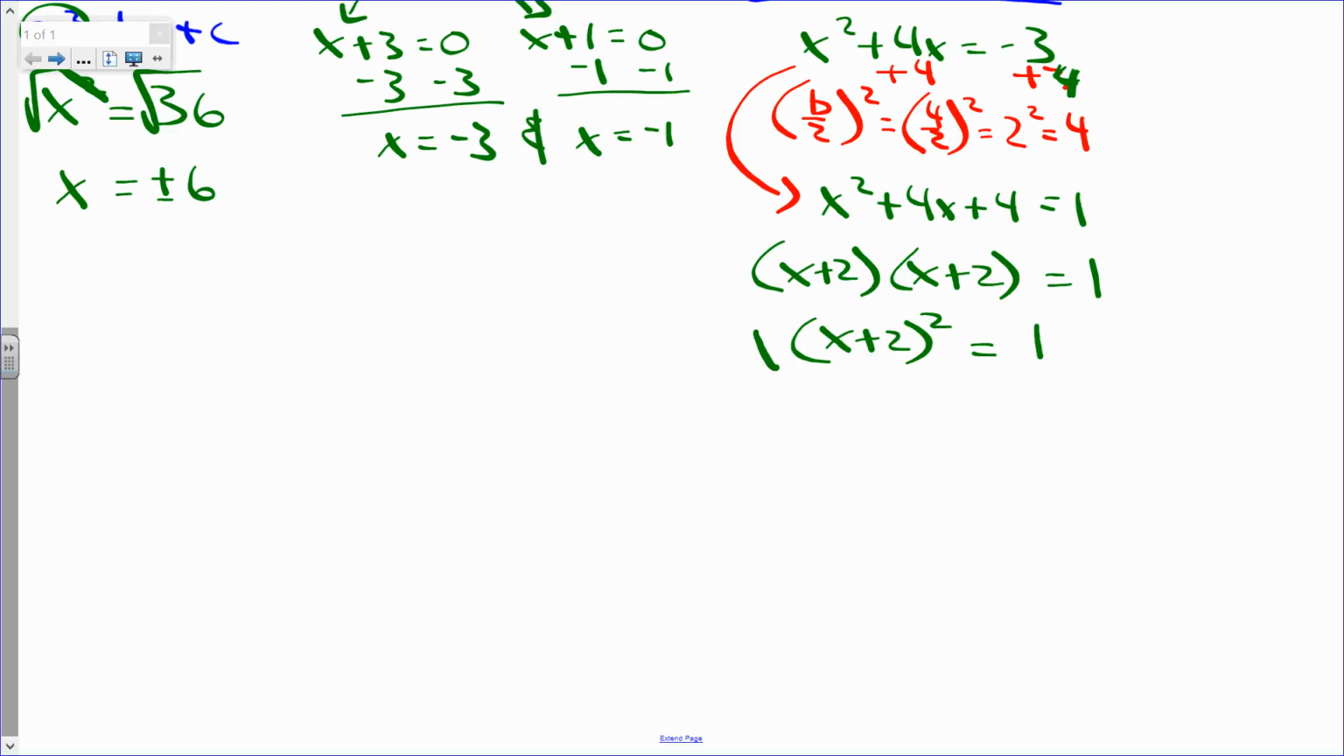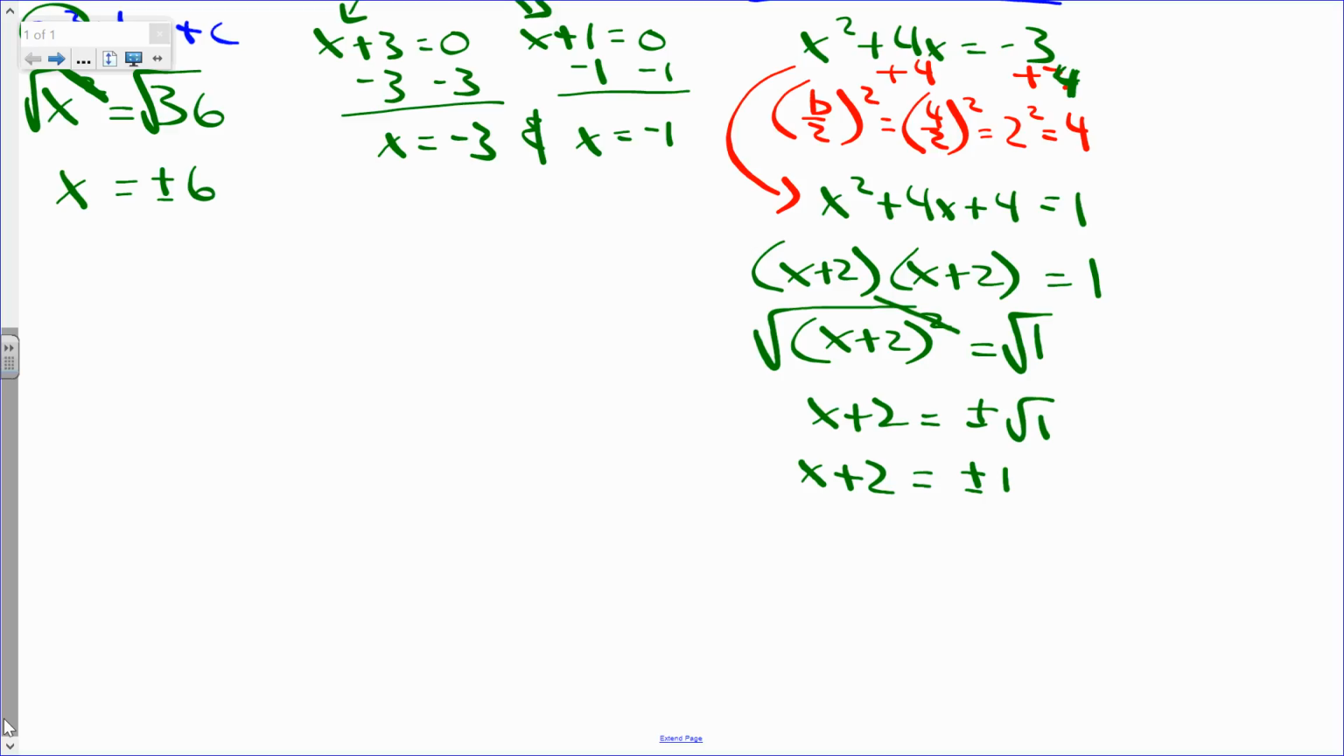Now let's square root. You guys with me? The square root and the square get rid of each other, so I have x plus 2 equaling the positive and negative square root of 1. But what is the square root of 1? That's actually a perfect square. 1 times 1 is 1, and -1 times -1 is +1. So watch this. x plus 2 is equal to positive and negative 1. Think of it logically here. This one just so happens to be a perfect square. That's okay. Let's keep going.